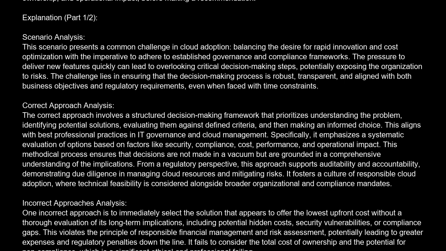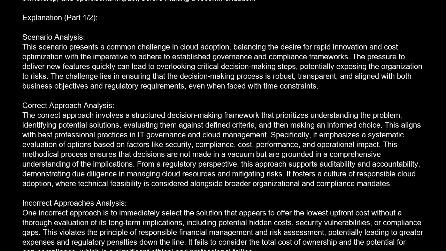From a regulatory perspective, this approach supports auditability and accountability, demonstrating due diligence in managing cloud resources and mitigating risks. It fosters a culture of responsible cloud adoption, where technical feasibility is considered alongside broader organizational and compliance mandates. Incorrect approaches analysis.